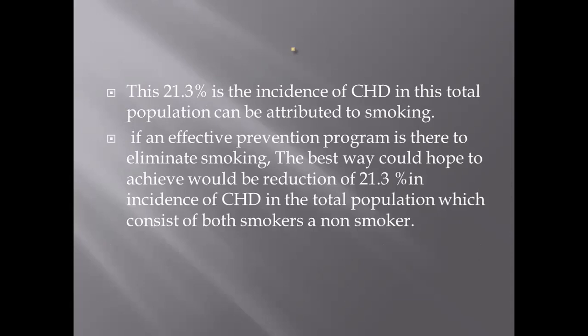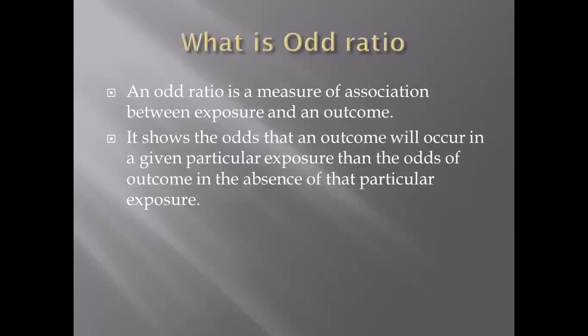And again, this 21.3% of the incidence of chronic heart disease in the total population can be attributed to smoking. So if an effective prevention program is there to eliminate smoking, the best we could hope to achieve would be a reduction of 21.3% in the incidence of chronic heart disease in the total population. And the population may consist of both smokers and non-smokers.